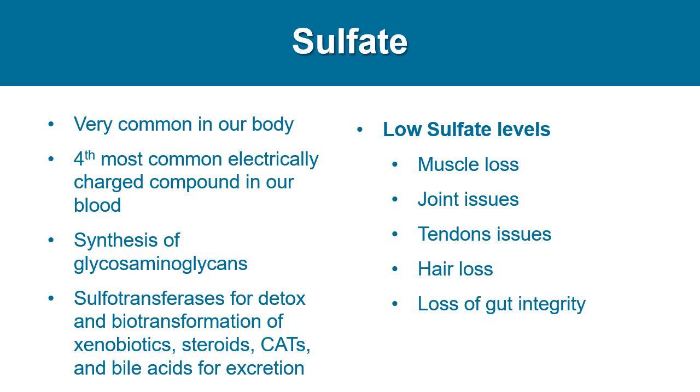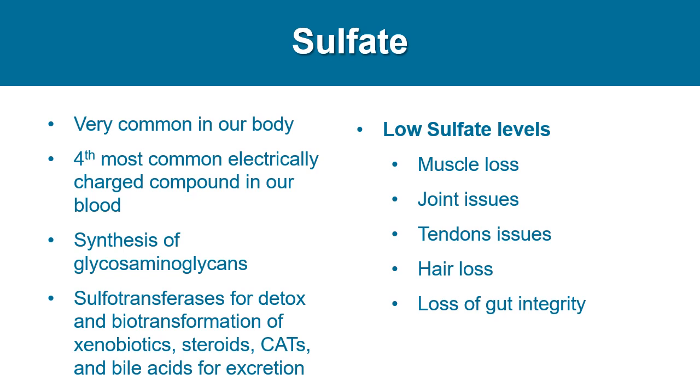Sulfate is the fourth most common electrically charged compound in our blood, that's how important it is. And it's very common in our body, critical. Without it, our tissues will fall apart: you'll lose muscle, joints, tendons, hair, and the gut lining will degenerate. Your body just needs sulfur, and it forms bonds that are very strong. It gives our proteins strength, and when we talk about losing sulfur, we're talking about a really serious health threat.